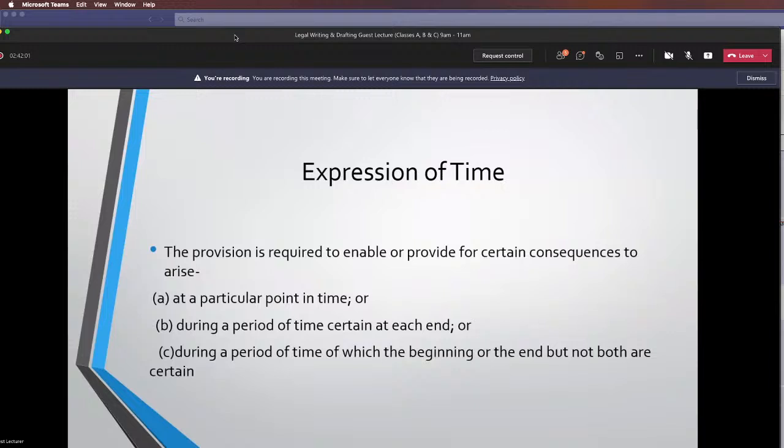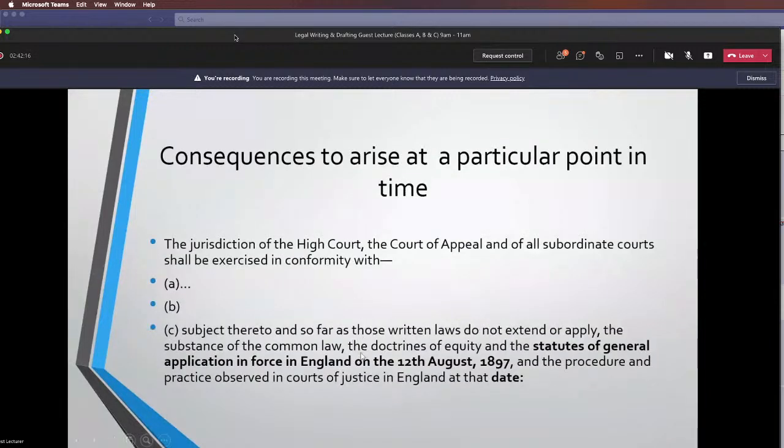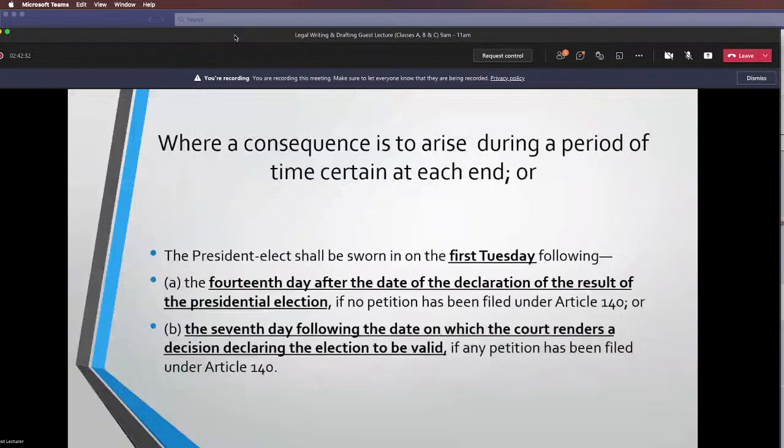You see, it's asking that you have to enable or provide for certain consequences to arise at a particular point in time or during a period of time, certain at each end. Or if not, then during where we have both the beginning and the end, but it's not certain. The examples are there. The one I've always given down there where they specified time: Statute of General Application falls in England, 12th of August. We are saying here, anything which was coming in force on 13th of August does not apply to Kenya. So you see, they point at a specific time.